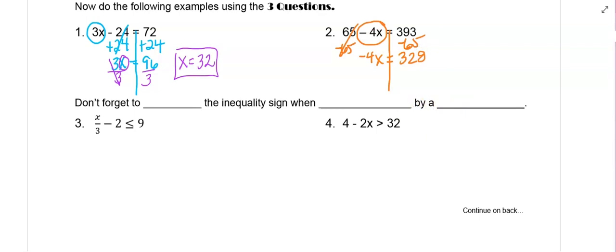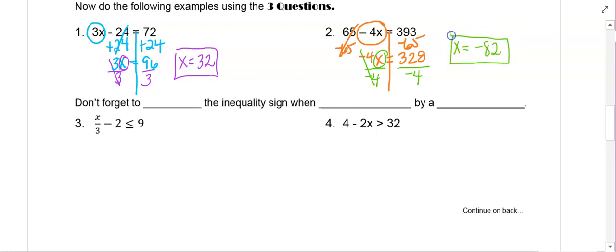Now we're going to go through the process again. What do I need to get by itself? The x. So on this one, it's really, really important. There are a lot of mistakes here. What do I need to get rid of? What is that negative 4 doing with that x? Multiplying. So to get rid of multiply, I divide. So I'm getting rid of the whole thing. I'm getting rid of everything by it. I'm not getting rid of a minus 4. I'm getting rid of a times negative 4. So to get rid of times, we divide. That reduces to 1. So x is going to equal negative 82 when we do the math. Okay. Again, this is all review.